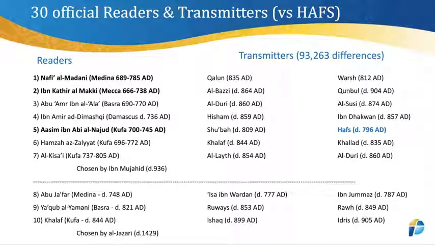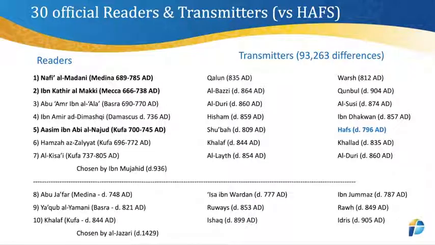Below that, you'll see 8, 9, and 10: Abu Jafar, Yaqub al-Yamani, Khalaf, chosen by al-Jazari in 1429. So 7 plus 3 make the 10. Whenever we talk about 10 qira'at, whenever Shabir Ali or Yasir Qadi is talking about the 10 qira'at, he's talking about those 10 there.